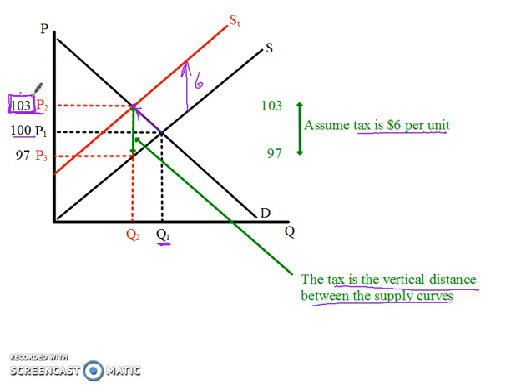Now, that's not the end of the story, because the store now has $103. And what's the store going to do with $103? Well, remember, they have a statutory incidence. They have a legal obligation to mail the $6 per unit tax. They have to mail $6 of that into the government. So they sell the product for $103, they mail $6 into the government, and that leaves them with $97.